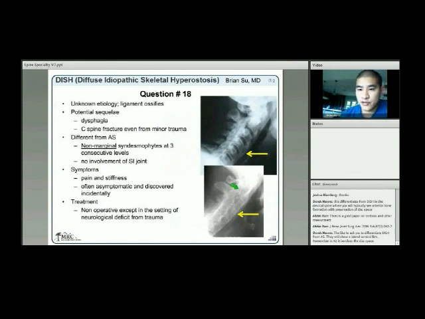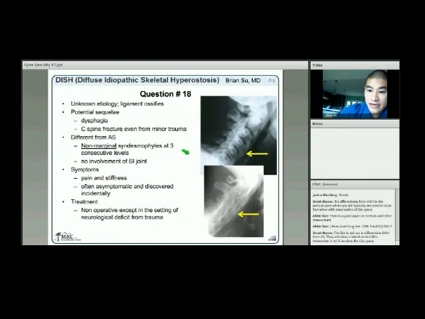So this is DISH, which is diffuse idiopathic skeletal hyperostosis, and I put a picture of DISH up here, and I put a picture of AS down here so you can look at the difference. Typically, it's found incidentally. Some of the possible sequelae is dysphagia, difficulty swallowing, because the bone here can actually compress against the esophagus. And you can also get, similarly to AS, cervical spine fractures because of long lever arms, even from minor trauma.